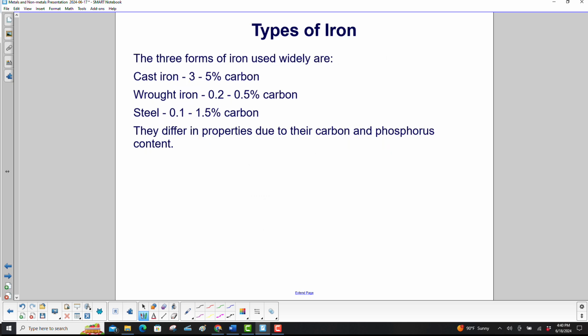The three forms of iron that are used widely are cast iron, which is 3 to 5% carbon, wrought iron, 0.2 to 0.5% carbon, and finally steel, which is 0.1 to 1.5% carbon. They differ in properties due to their carbon and phosphorus content.